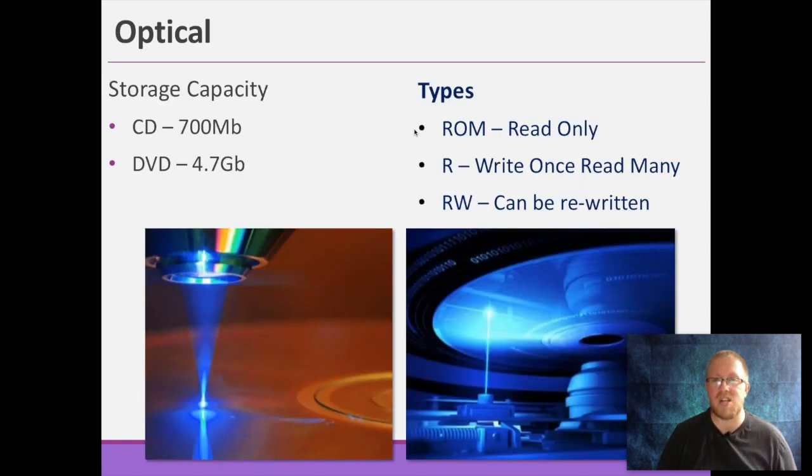If we look at the first type, which is optical, as the name suggests, optical means light. So optical devices work with laser light. And the main method of that is using CDs and DVDs. A CD typically has about 700 megabytes and a DVD has about 4.7 gigabytes. They work by shining a laser light onto the surface of the CD, and that can read the little bumps that are on the CD or DVD.